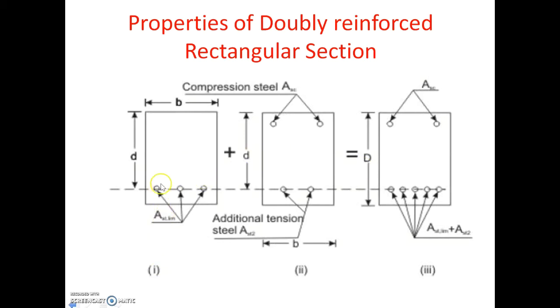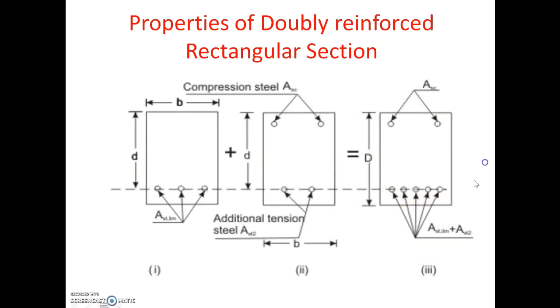The first one is a singly reinforced beam which can resist up to a limiting moment of resistance, and this is section 2, which can resist the balance moment. So finally, we will get the doubly reinforced section by adding these two sections.